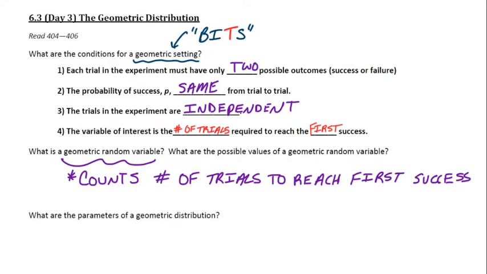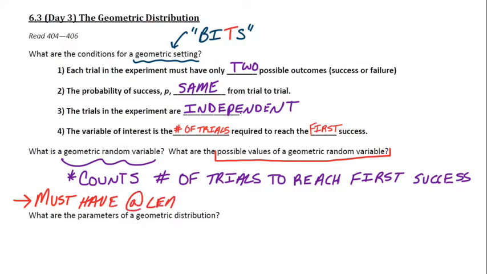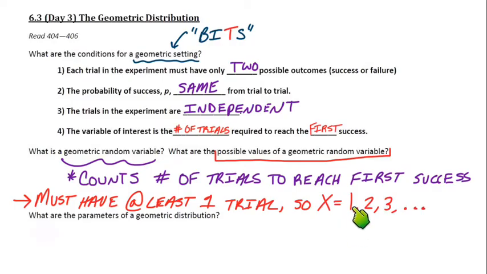So what are the possible values of a geometric random variable? Well, it's still going to be something we're counting, so it's still going to be discrete. But keep in mind, we've got to have at least one trial to get a success, right? How many trials until our first success? We've got to have at least one trial. So the possible values of a geometric random variable, let's call it x, would start out as 1 being the lowest. You got to have at least one trial, or you could have 2 or 3 or however many it takes until you get the first success.